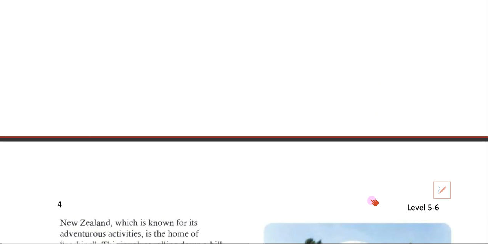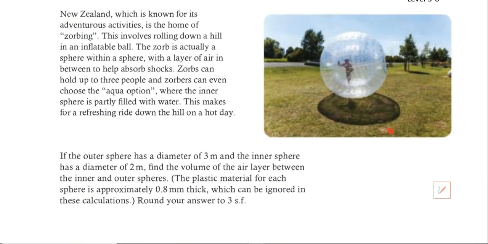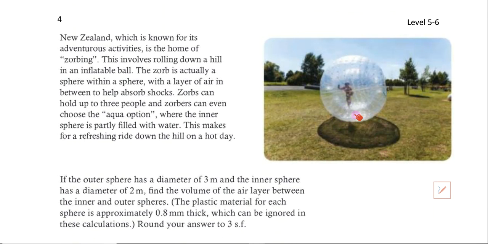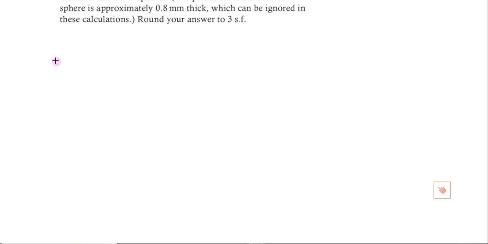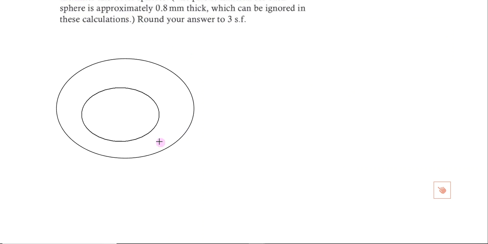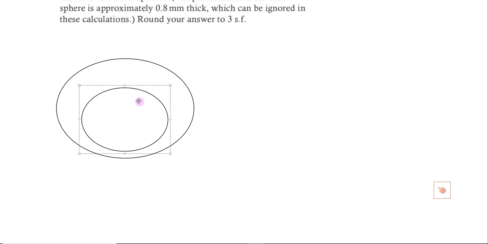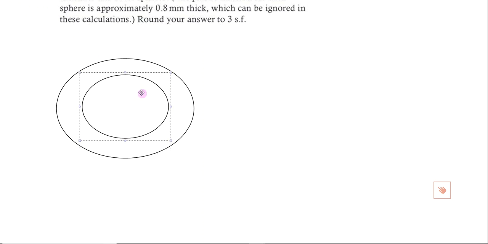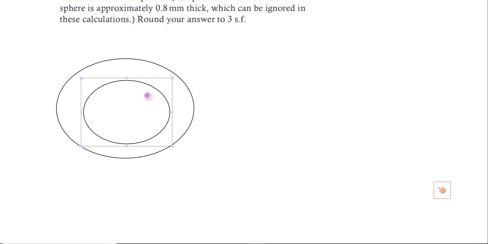Okay, moving on. This one, we're starting to get to a bit more of the challenging problem solving, hence it being a 5 to 6 problem. But what we try and do is draw a diagram, excuse me. So if we interpret what it's saying, basically we've got a sphere in a sphere, yeah? And we've got to work out the space.